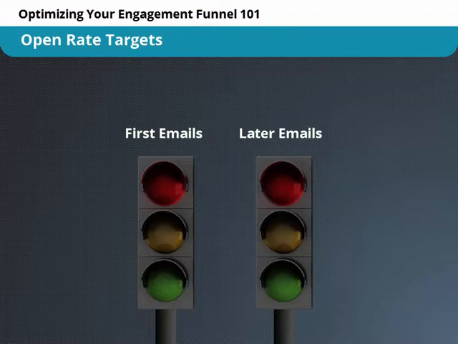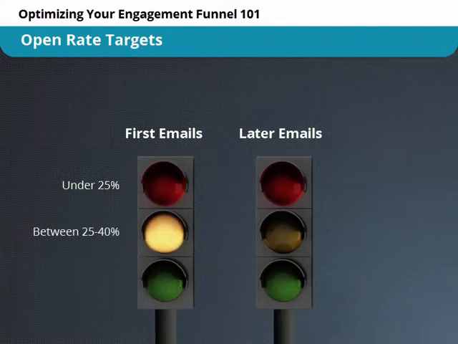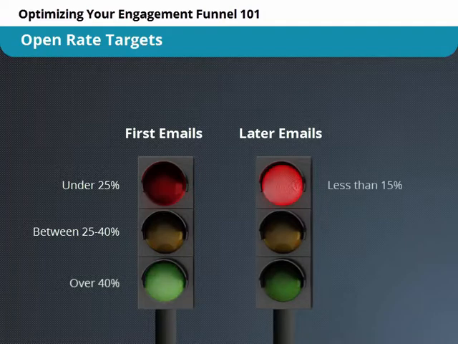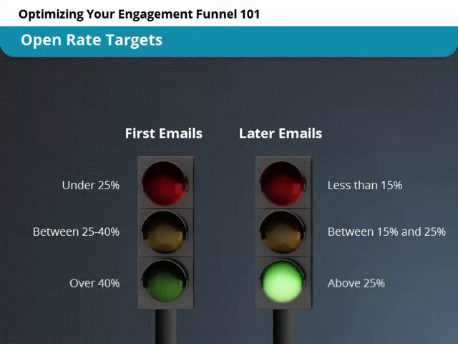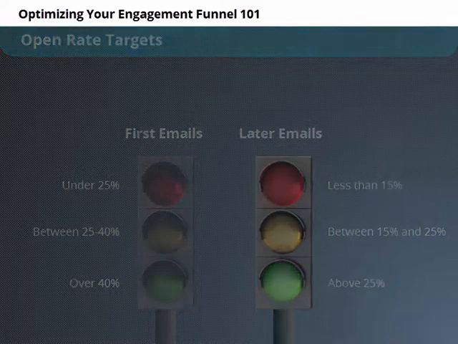For your first orientation email, an open rate under 25% is a red light, 25 to 40% is yellow, and over 40% is a green light. You're in the red zone if your open rate for the last orientation email is less than 15%, in the yellow zone if the open rates are between 15 and 25%, and in the green zone if you're above 25%.